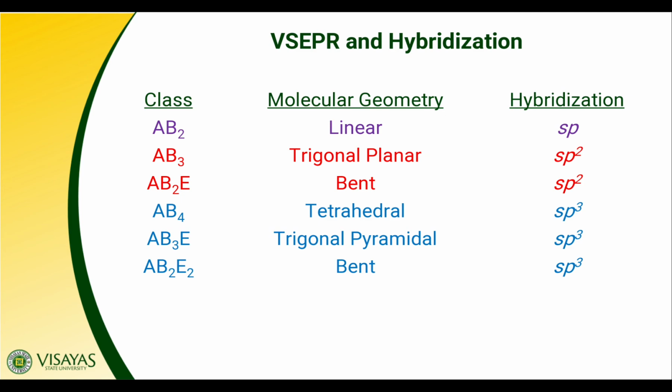So here we have VSEPR and hybridization. If you know the class in VSEPR geometry, you'll also know the hybridization of that molecule. For example, if the molecule has class AB2, that's linear geometry, its hybridization is sp. If the molecule has class AB3, for example, its hybridization is sp2. Okay, so you have to familiarize this, so that you can tell right away the hybridization of the molecule. If the molecule has class AB2E, its hybridization is sp2.